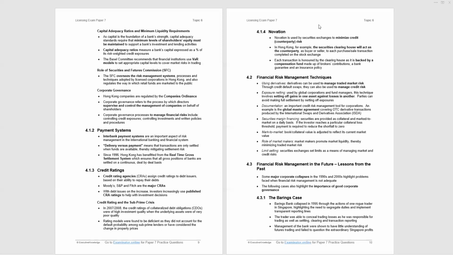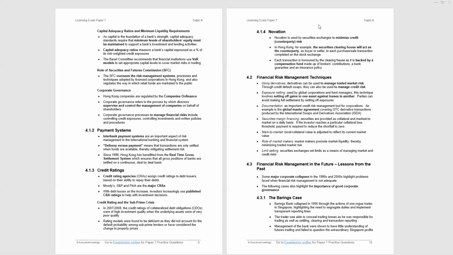And we've had the real-time gross settlement system. Now, we've seen this pop up in topic 2, and it appears again in topic 6. It's run by the HKMA and ensures all gross positions of banks are settled on a continuous deal-by-deal basis. So a bit of repetition here, but be aware of that point because it just heightens the probability of being examined. Continuous deal-by-deal basis, not at the end of each day, etc.